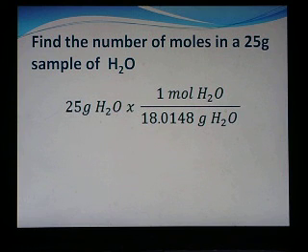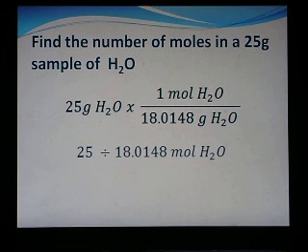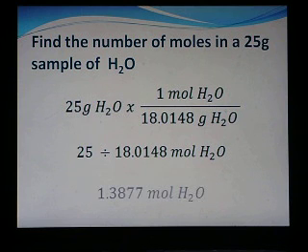Next, you treat the problem like you're multiplying a fraction. The conversion factor cancels out the grams measurement in the problem and just leaves the equation 25 divided by 18.0148 moles of H2O. Next, you divide 25 by 18.0148 and we come out with an answer of 1.3877 moles of H2O. Remember, in a grams to moles conversion, you always end up dividing.